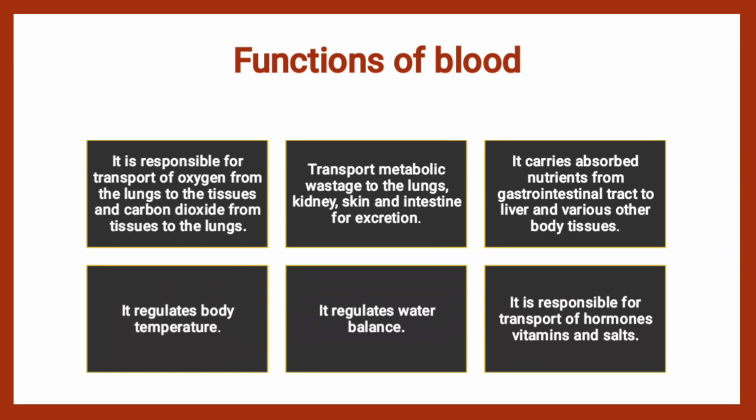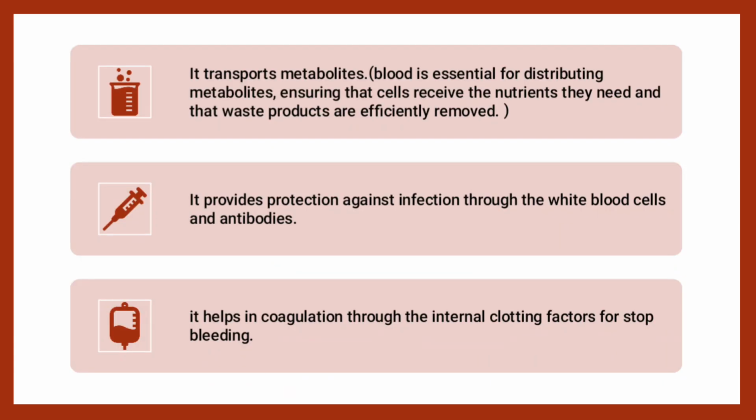Third function, it carries absorbed nutrients from the gastrointestinal tract to the liver and various other body tissues. It regulates body temperature also. It regulates water balance. It is responsible for transport of hormones, vitamins and salts. It transports metabolites. What is meant by metabolites? Actually, blood is essential for distributing metabolites, ensuring that cells receive the nutrients they need and that waste products are efficiently removed.